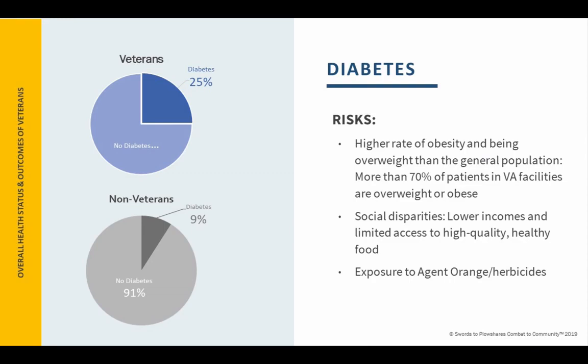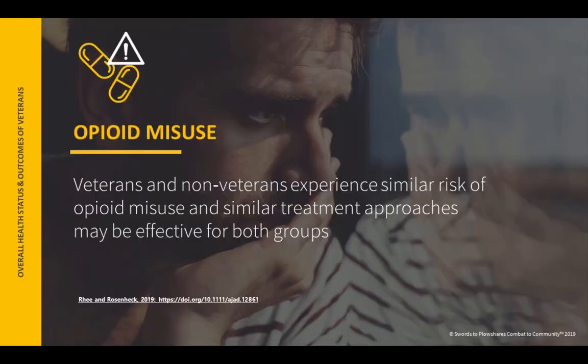There are some areas where veterans do have higher rates of diagnosis than others, and diabetes is certainly one of those. This can be related not only to the exposure that we talked about with Agent Orange, but social disparities, limited access to high-quality food, and higher rates of obesity.